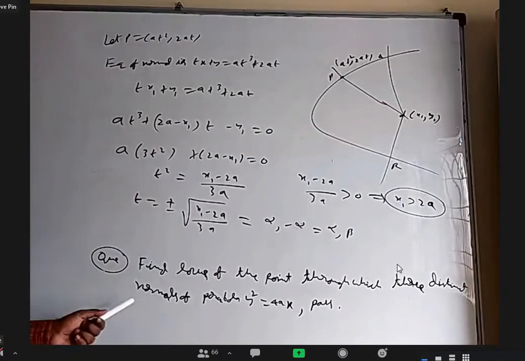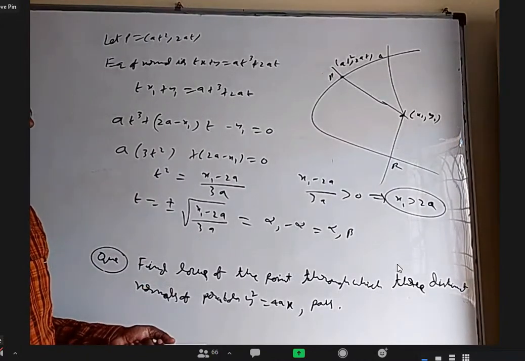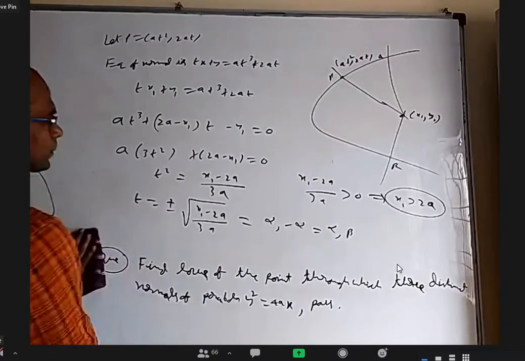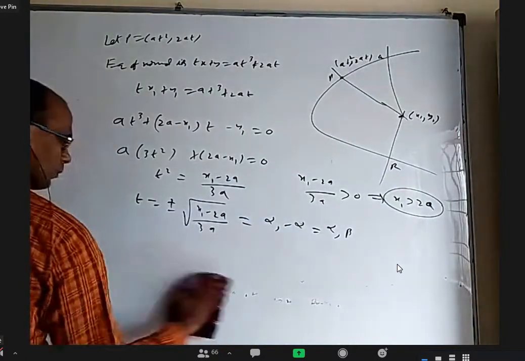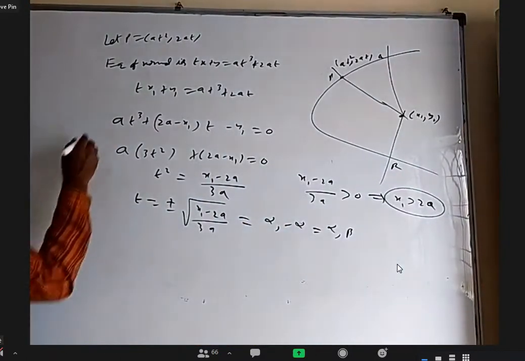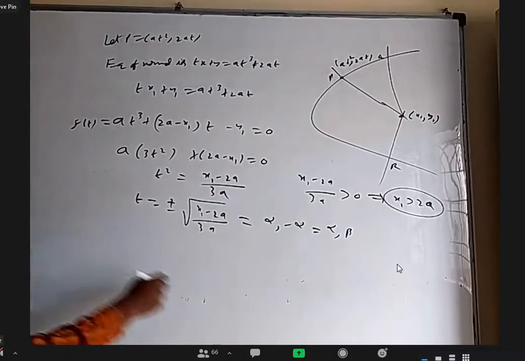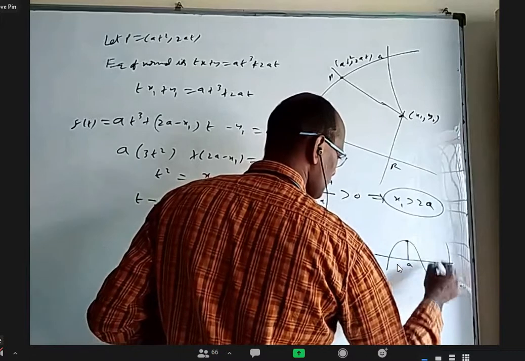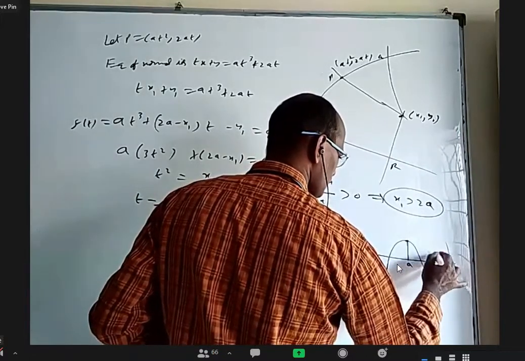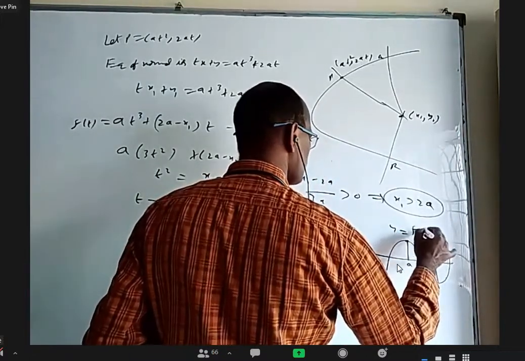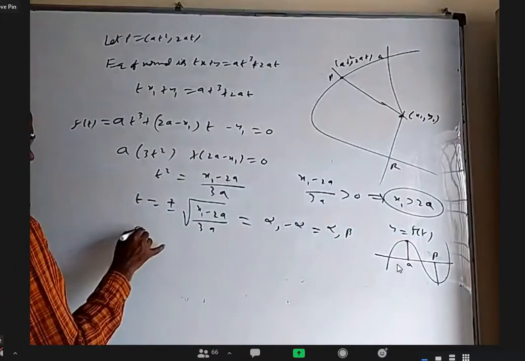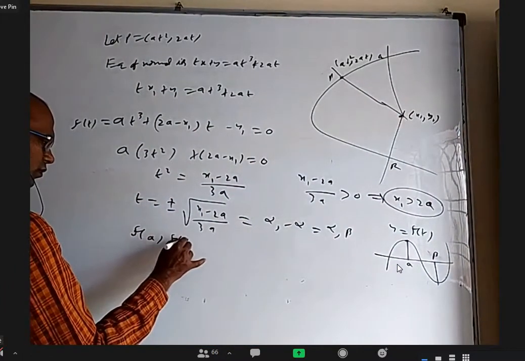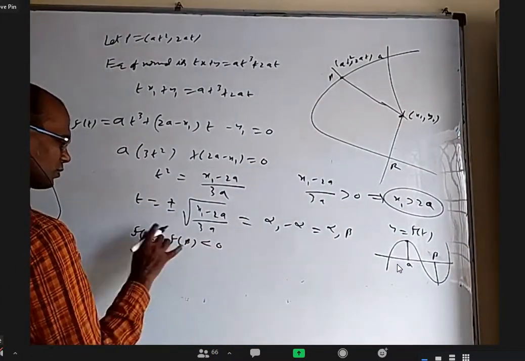Everybody wrote the question? Can I erase the question? Yes, sir. Okay, now I'm going to take this as f of t, and I can even draw a little graph to show that this is alpha and this is beta. This is y equal to f of t. f of alpha into f of beta should be less than 0, the product.